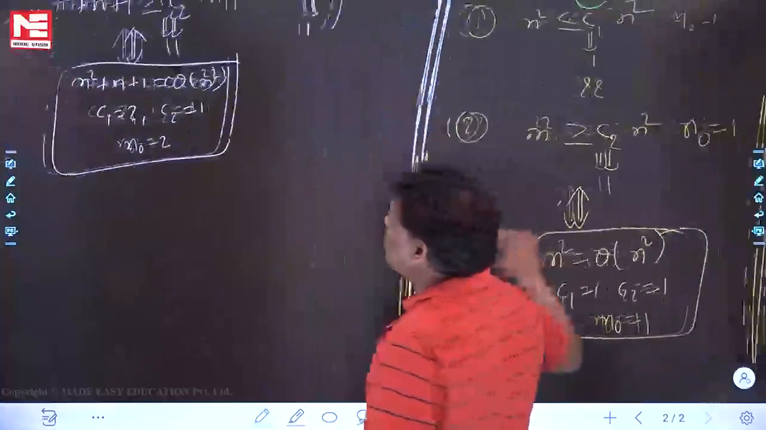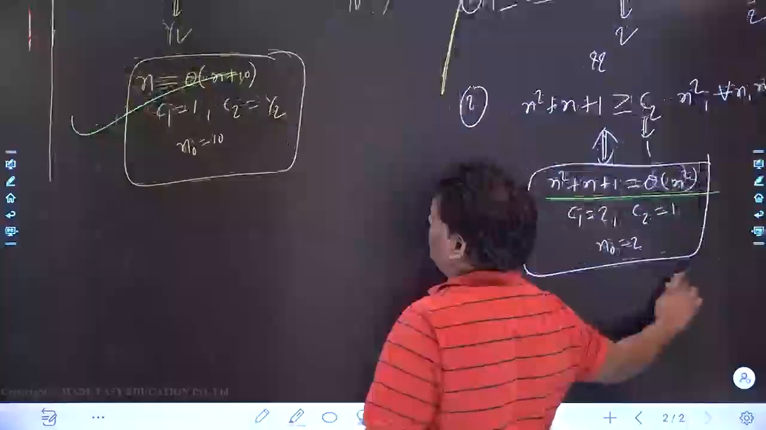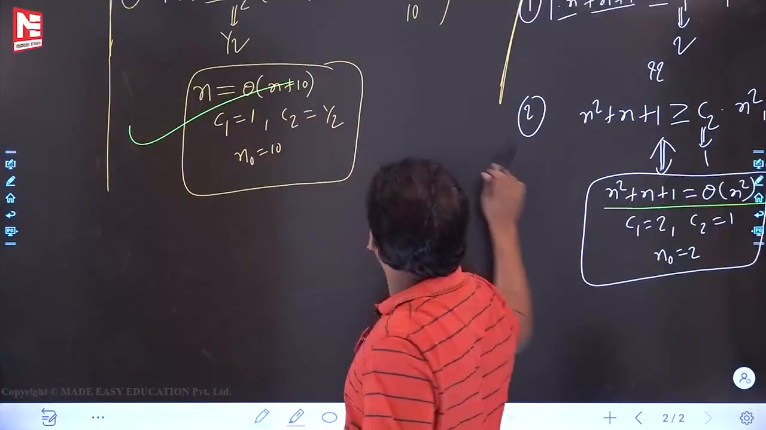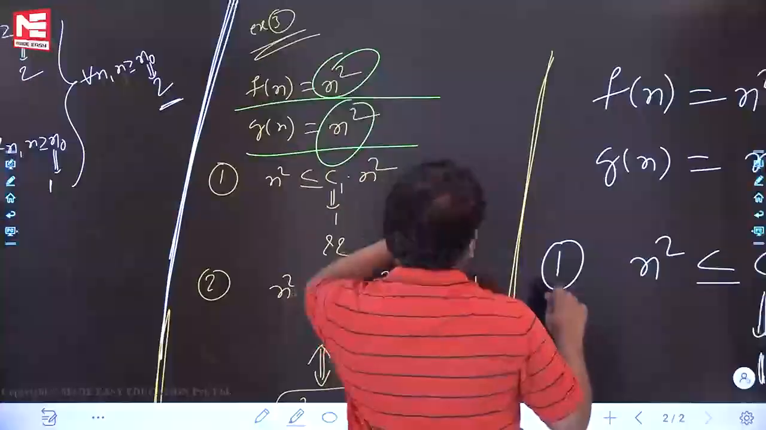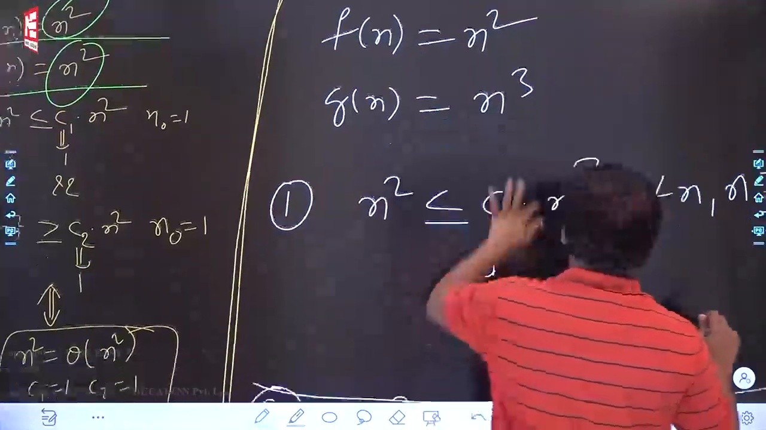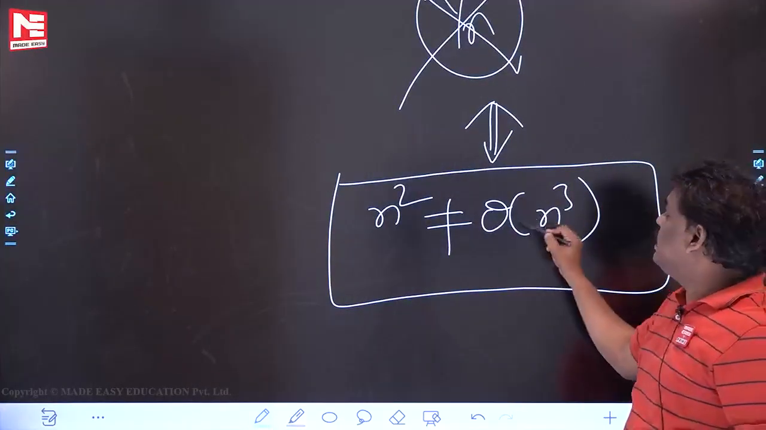But this problem, see this one. Asymptotically equal, but mathematically not equal. Right? Fine. Come now to the last problem. See the last problem: n square is theta of n cube.